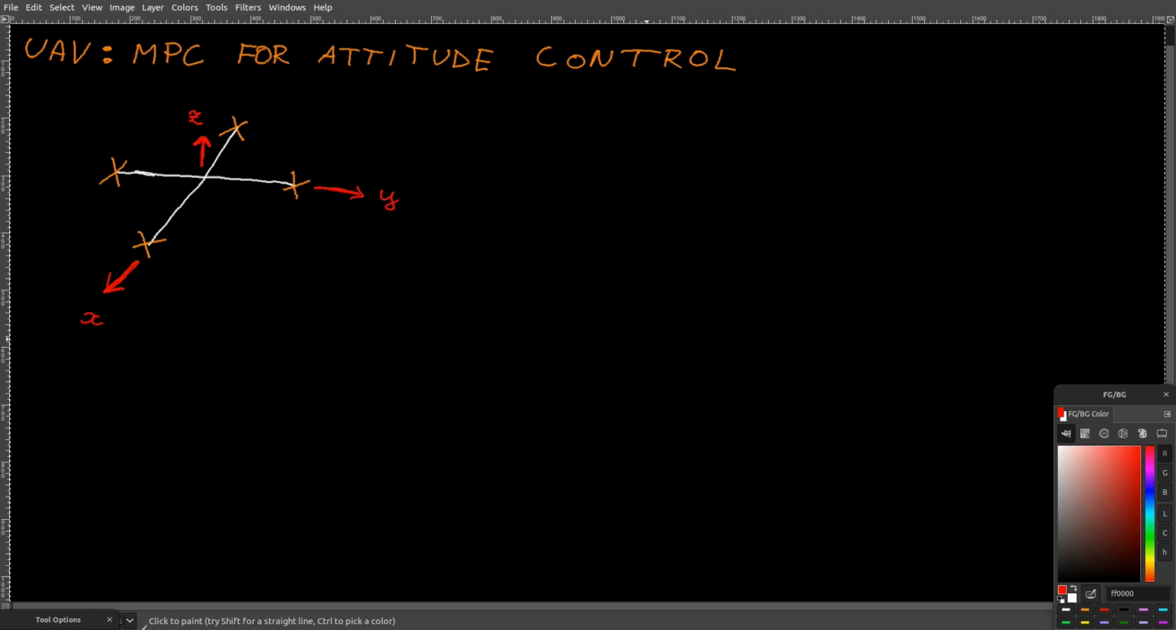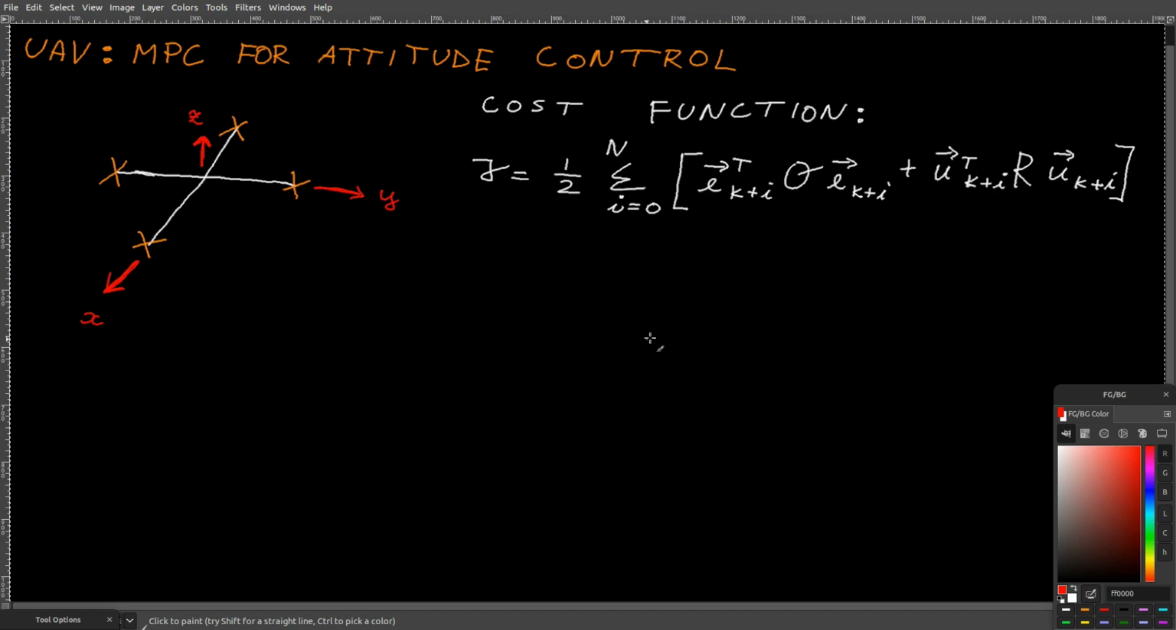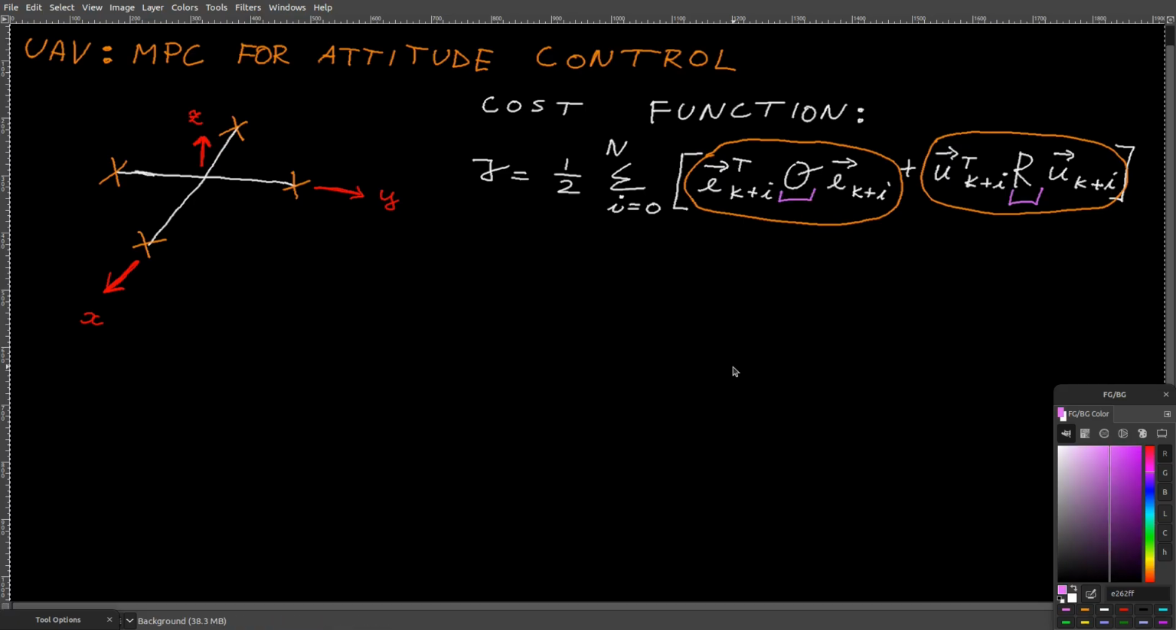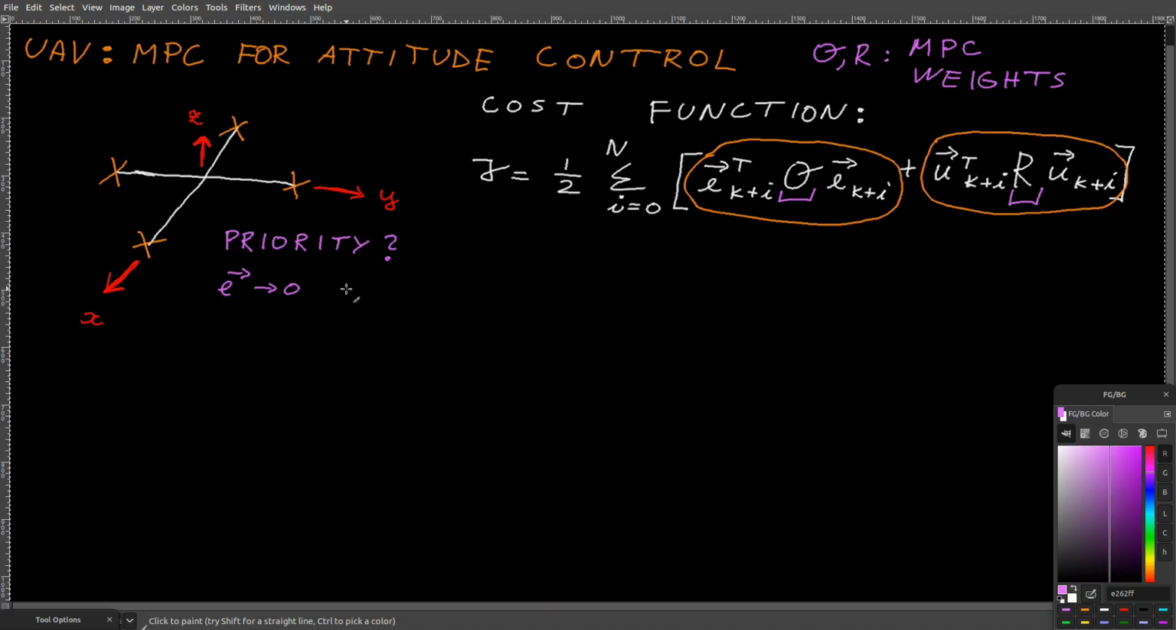In model predictive control, the key component is the cost function. It allows you to prioritize your actions. In this particular case, you have two terms, the error and the control action term. Notice the Q and R matrices here. They are called MPC weights, and they act as penalizing variables. They allow you to communicate to the MPC algorithm whether it's a bigger priority to reduce errors or control actions.